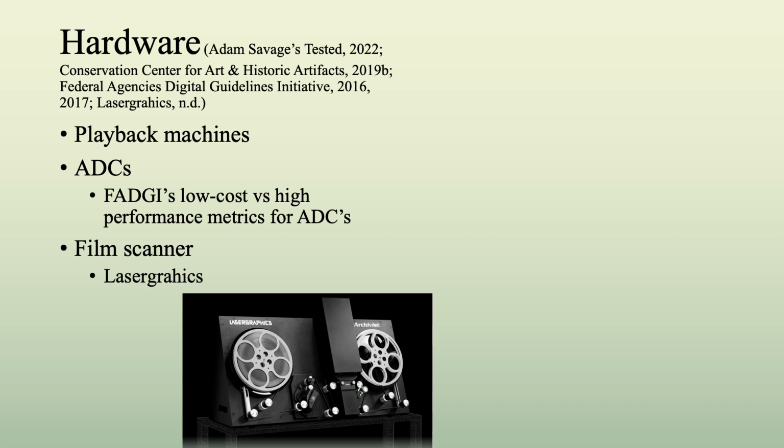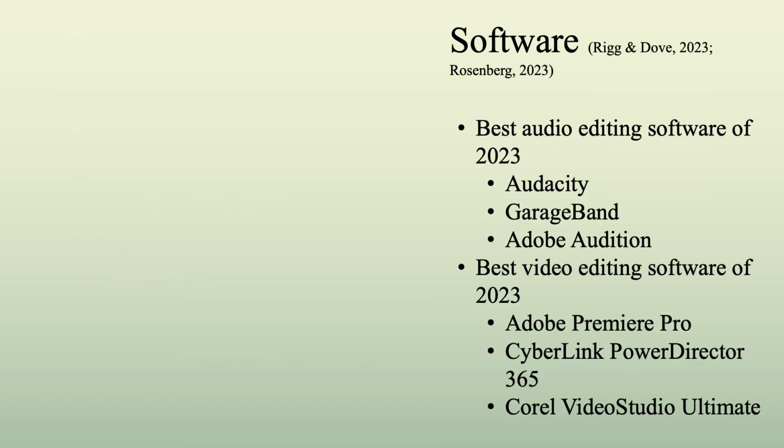You also need software to process your AV materials. The best audio editing software of 2023 is Audacity, GarageBand, and Adobe Audition. The best video editing software of 2023 is Adobe Premiere Pro, CyberLink PowerDirector 365, and Corel VideoStudio Ultimate.